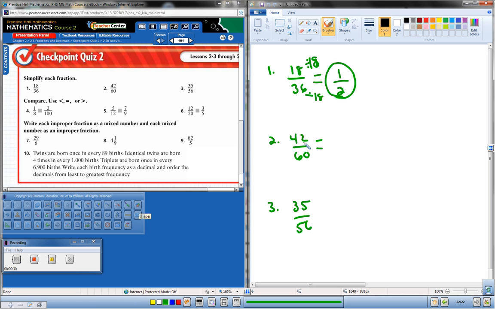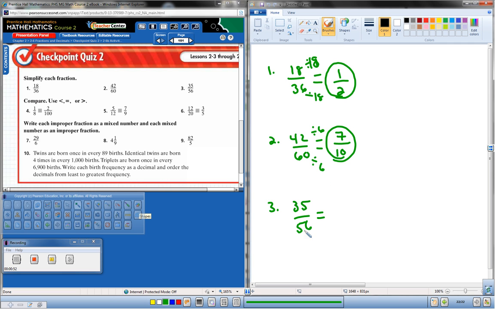Problem number 2 is 42 over 60. I know that 6 is a factor of both, so I'll start dividing by 6 and see what happens. 42 divided by 6 is 7. 60 divided by 6 is 10. That must be the greatest common factor because 7/10 is in lowest terms.